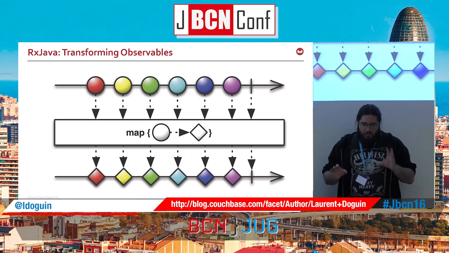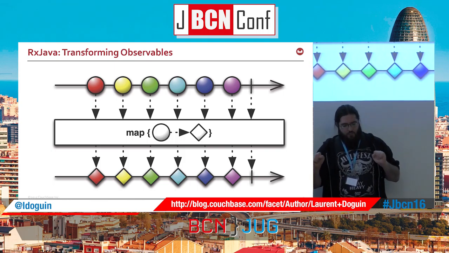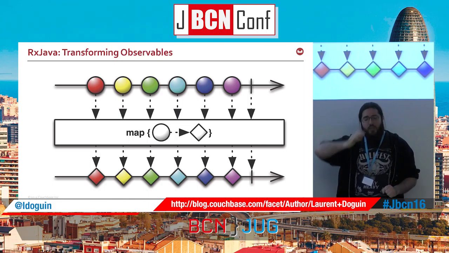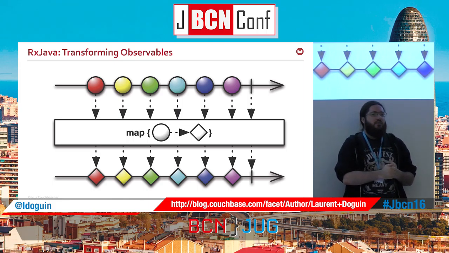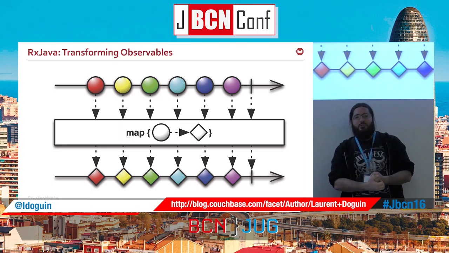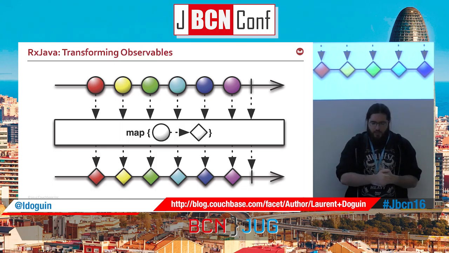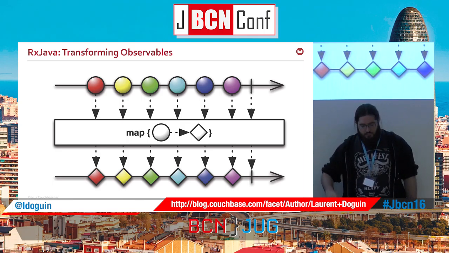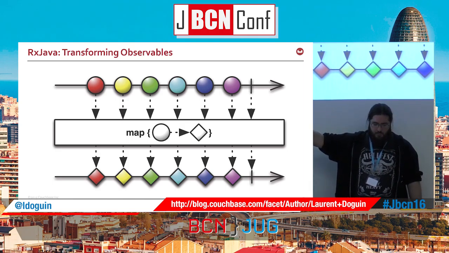The most important one is probably this one and the next one. It's called map. If you've done some programming before, you probably know what it is. What it does is I'm taking an object and I'm returning another object, which might seem like it's nothing, but it's actually a big deal. So right now it's taking a circle and giving back something else.